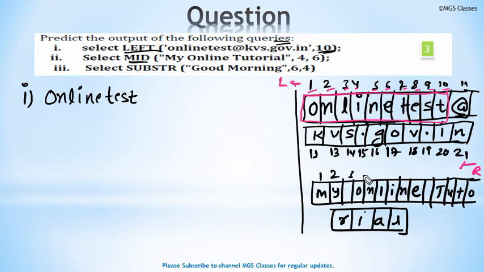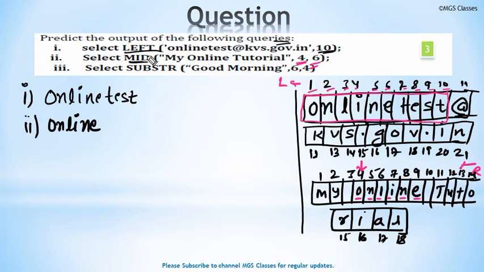So 1 2 3 4 5, space will also be counted, remember. 6 7 8 9 10 11 12 13 14 15 16 17 18. So what will the mid function do? The mid function will start from the 4th position. So the 4th position is this, and count a 6 length string from the fourth position. So 1 2 3 4 5 6, the 6 length string from the fourth position is online, so its output will be online.